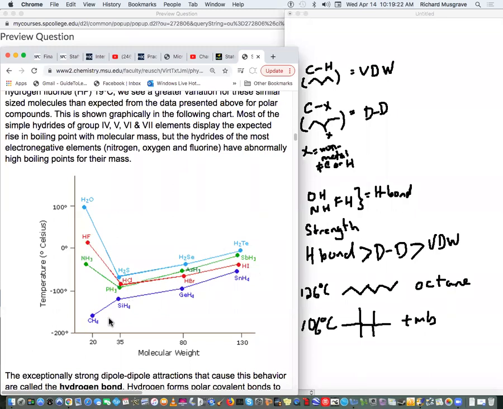Here's what I want you to see first of all with group 4. In group 4, we start out at CH4, and you can see that the molecular weight is low here for each one, and the boiling point is quite low. It's like minus 175 degrees or something like that for CH4. And then as we go down the group, we go down to silicon, which is bigger, germanium, which is bigger, tin, which is even bigger still. You see this progression of the boiling points going up.